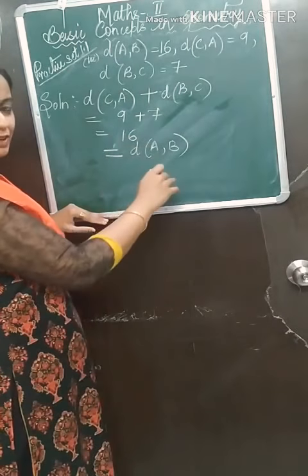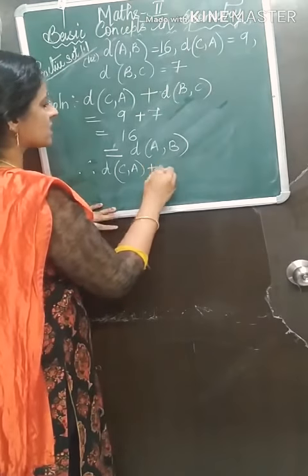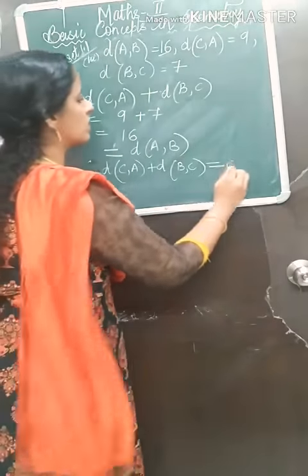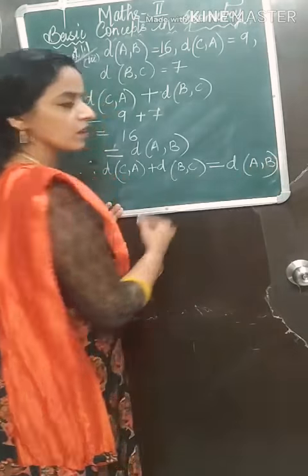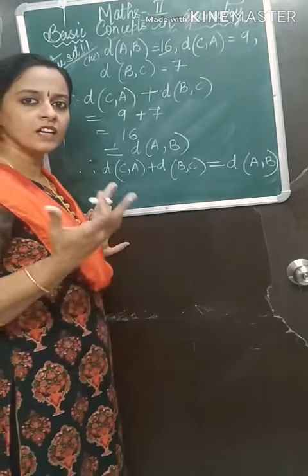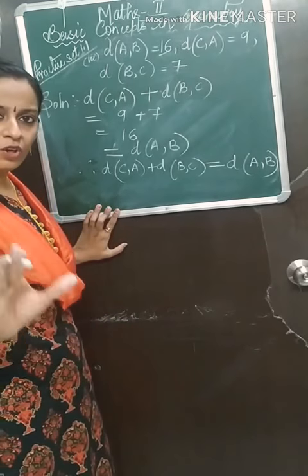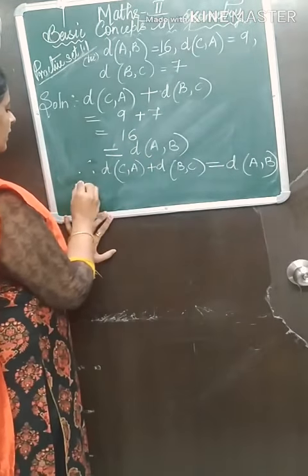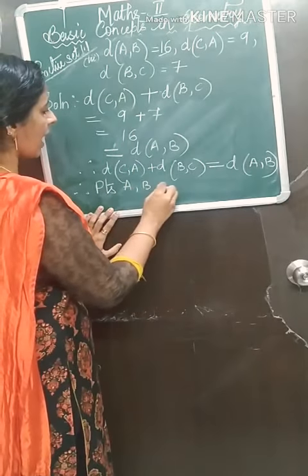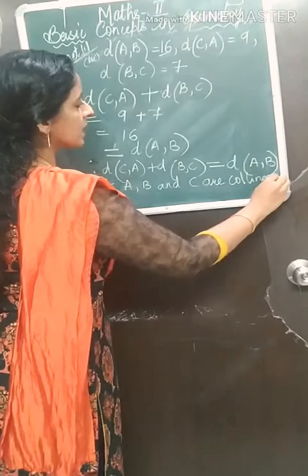Okay, so here we got it equal. Therefore, distance between C and A plus distance between B and C is equal to distance between A and B. So if you add the distances and you get it equal, this means that the points are collinear. If the distances are not equal, that means that the points are non-collinear. So here we are getting equal. So we will write: therefore points A, B and C are collinear.